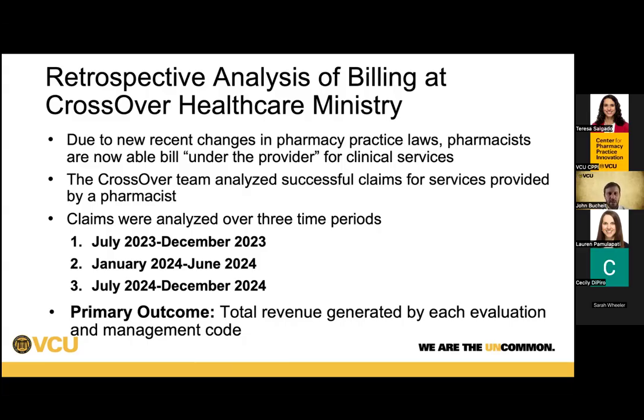And so we retrospectively reviewed patient data at Crossover of successful claims billed in three different time periods. So July 2023 through December 2023, and this was actually before the new regulations went into effect. We also looked at the 6 months after the regulations went into effect in Virginia and with the most recent guidance.